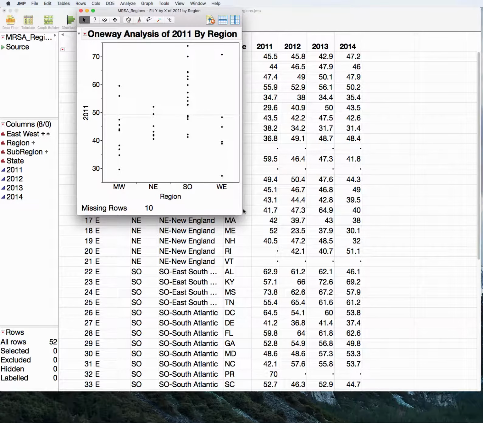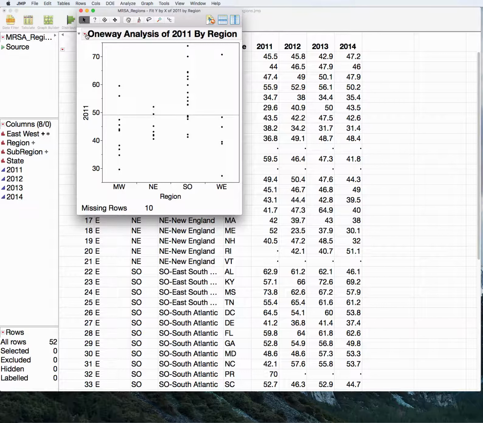To start again with the percent resistant by region for 2011, we'll take a look at assessing for unequal variability, as well as how to test for unequal variability, as well as the test to report if you decide you don't want to assume equal variance. So beginning with Fit Y by X, region is your X, 2011 is your Y.